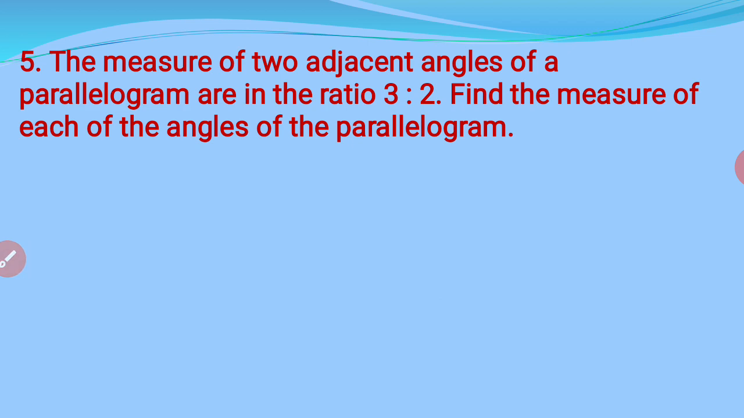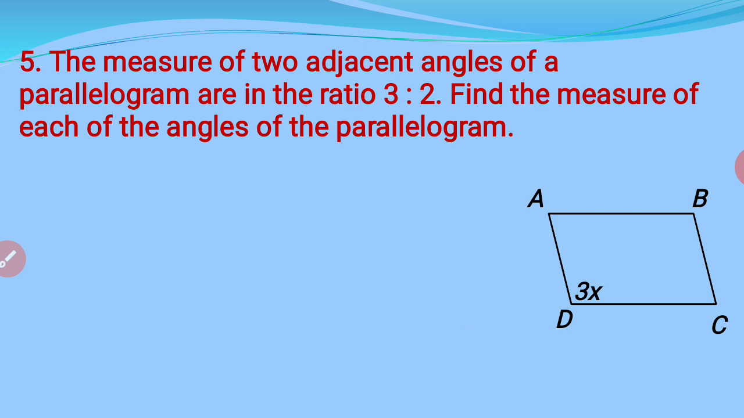Next, question number 5. The measure of two adjacent angles of a parallelogram are in the ratio 3:2. Find the measure of each of the angles of the parallelogram. We all know that any two adjacent angles of a parallelogram add up to 180, that is they are supplementary. We are going to use this fact here. So, we have a parallelogram ABCD.